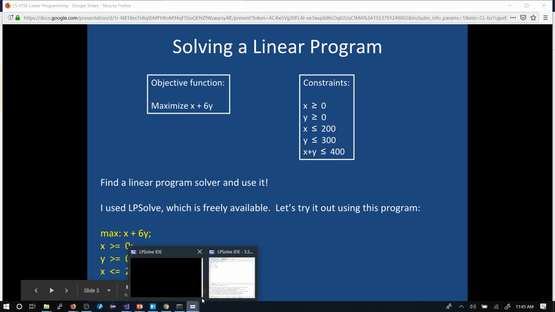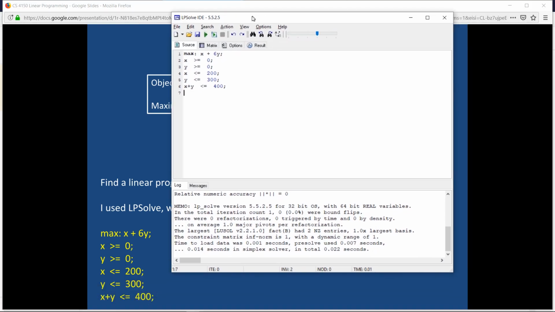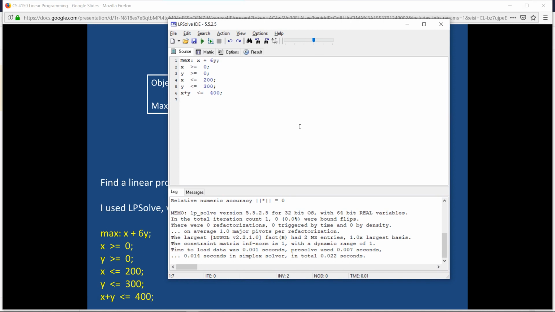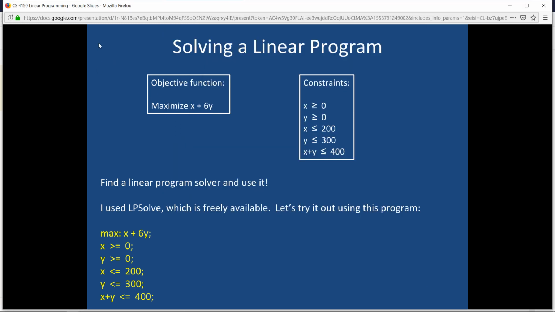And I've got LPSOL running right here. So there's LPSOL, and you may not be able to see it in the back, but I have the program copied in. I click run, I guess, solve. And then you have to look on the result pane, and it tells you that you should sell 100 boxes of X, 300 of Y, and the maximum value for the objective function is 300. Okay. So that's, in a nutshell, dynamic programming.